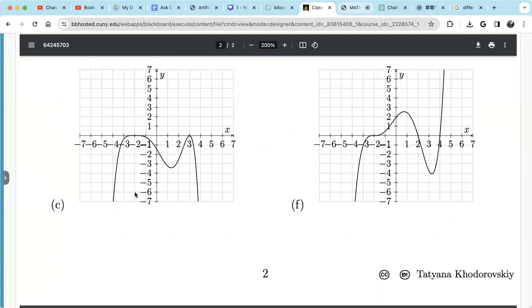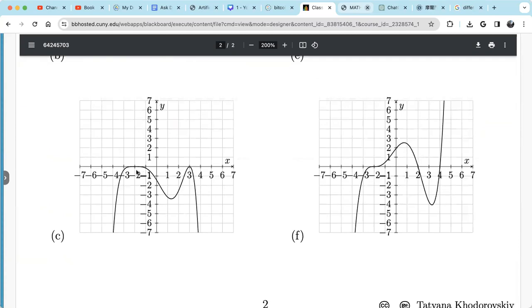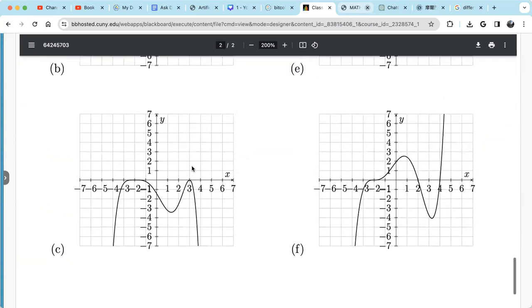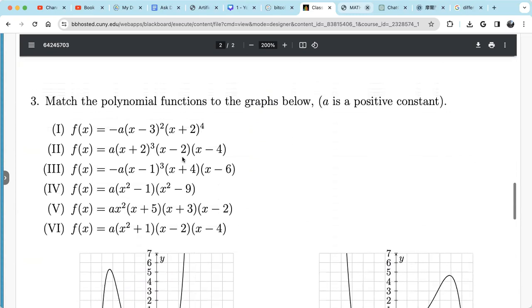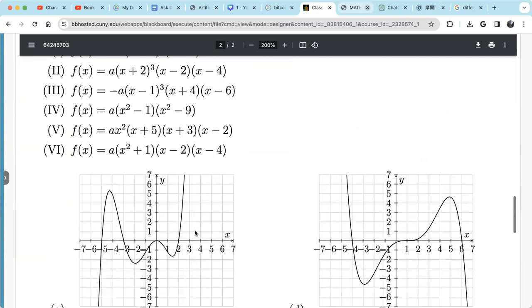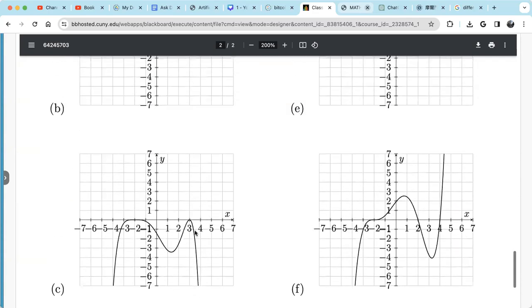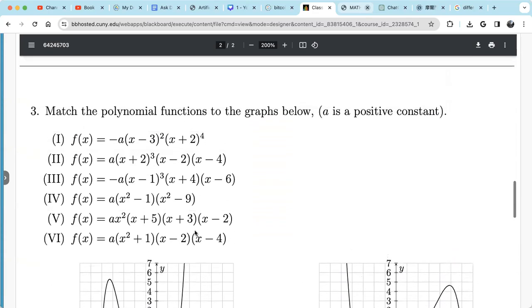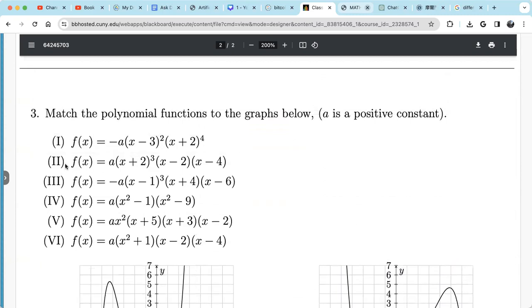Two hands down. And if we check the roots, the roots are negative 2 and 3. We'll check the roots. Negative 2 and 3, bingo. So i is C. Well, let's see, 1 is C. Two, leading coefficient positive. Let's count the degrees. 3 plus 1 plus 1, 5. So that means right arm up, left arm down.